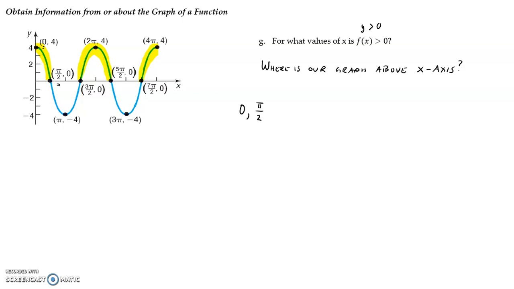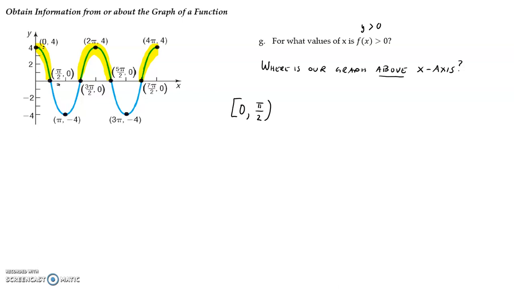Now we have to go ahead and put either brackets or parentheses on these. If we're looking at the 0, keep in mind there's a solid dot there. It's clearly above the x-axis, so I'm allowed to go ahead and use a bracket on the 0. And at pi over 2, you see that there's a solid dot there, however, that is on the x-axis. And I'm not looking for where it's on the x-axis with this question, I just want to know where it's above it. So I'm not going to include the pi over 2 in this case. So this one's going to get a parenthesis.